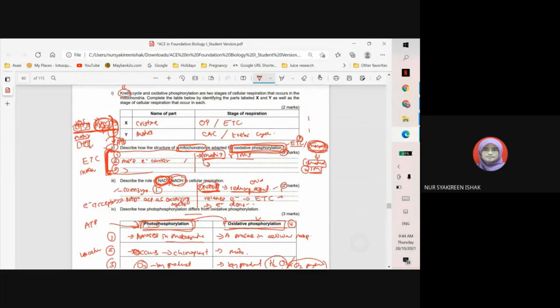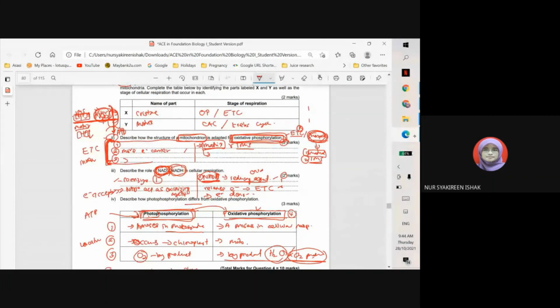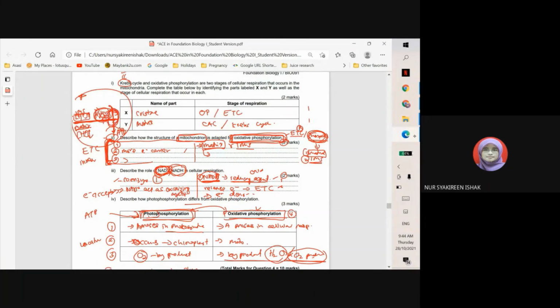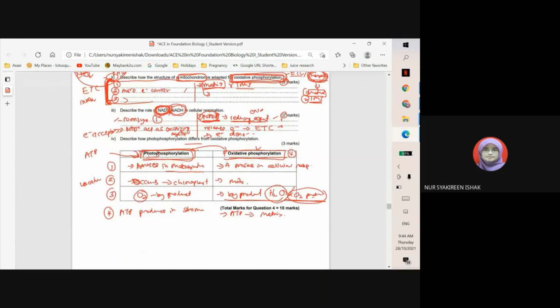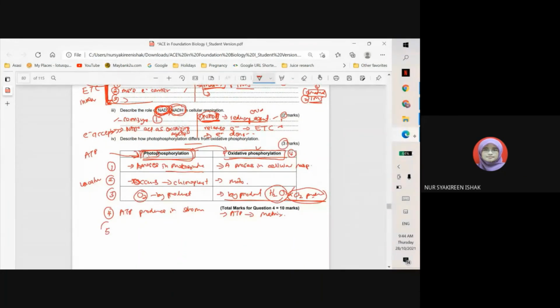So kalau tengok macam yang saya draw kat sini ni, in the membrane of mitochondria you have the matrix and then you have the ATP synthase kan. So hydrogen ion when it diffuse from the intermembrane space back into the matrix, ATP synthase akan menghasilkan ATP dan penghasilan ATP tu berlaku dalam matrix. So ada 4 kat situ saya bagi. So dia nak 3 je. Tapi sebenarnya ada banyak lagi kan, so saya bagi je juga.